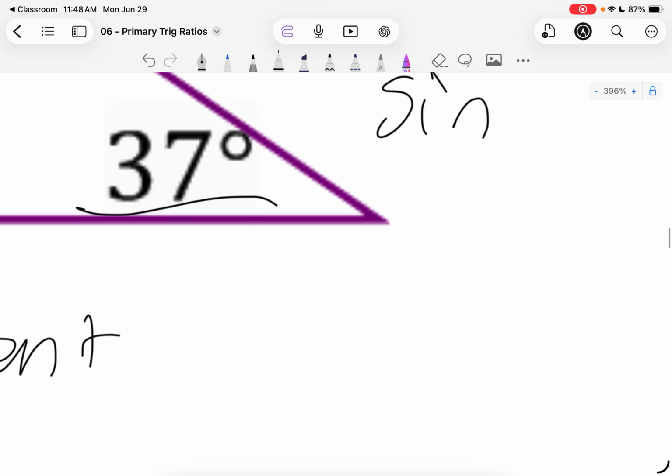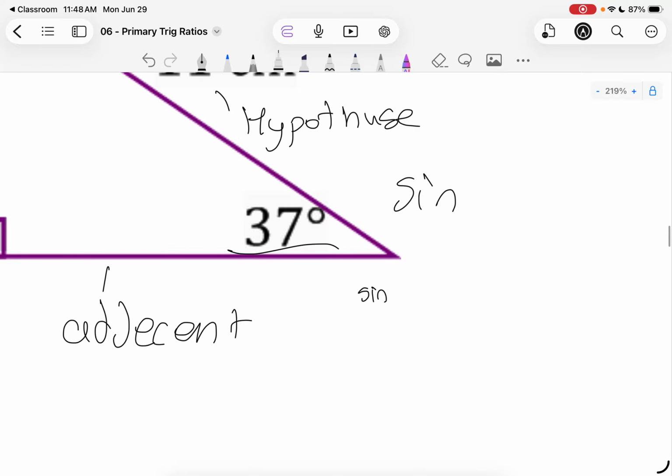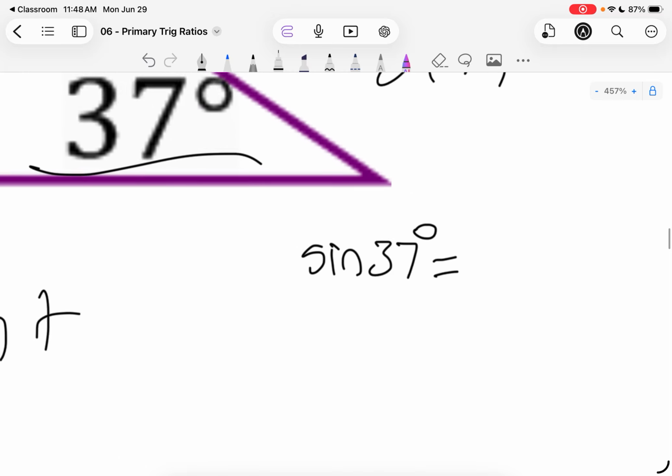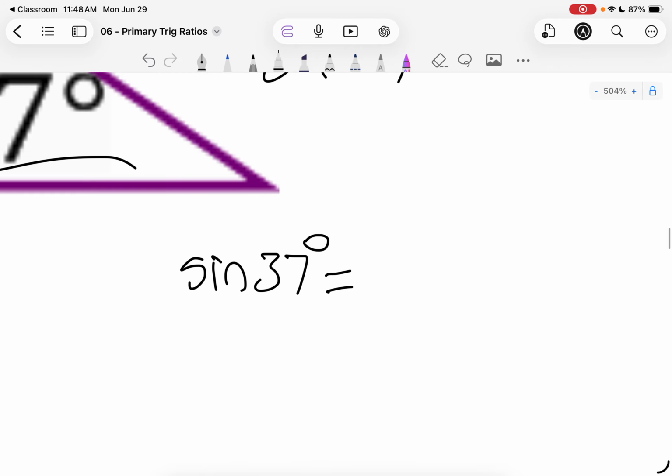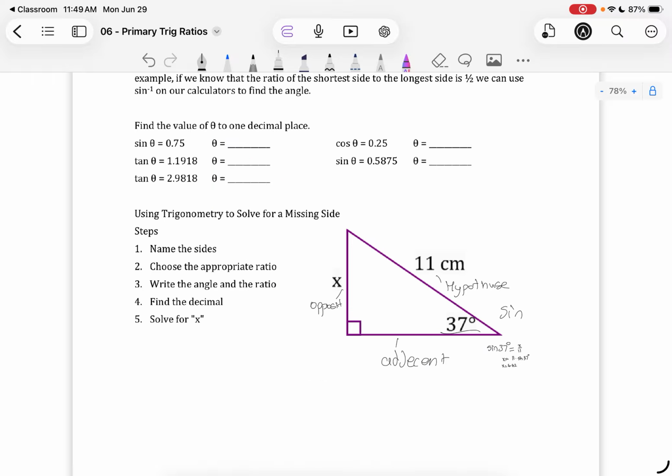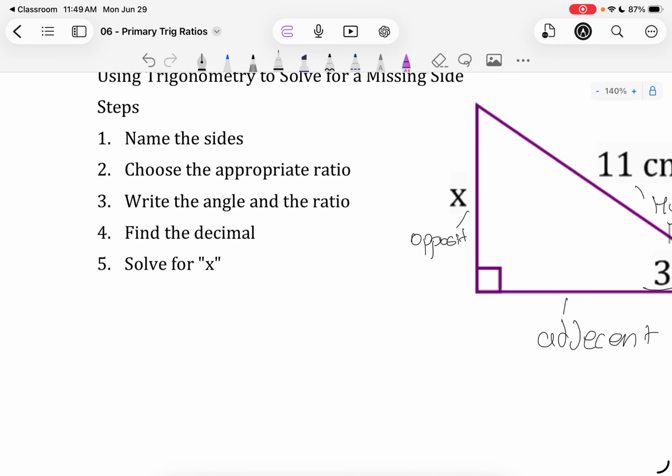Since it's opposite over hypotenuse, we would get sine 37 equals x over 11. X equals 11 times sine 37. Let's just solve that quickly on our calculator. That is x equals 6.6199. You can just say 6.62. And you solve for x.